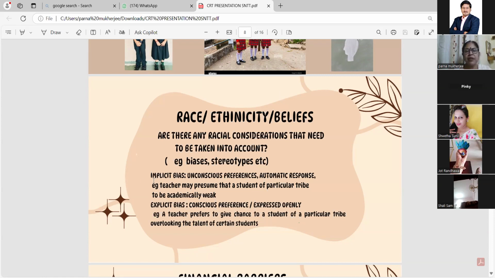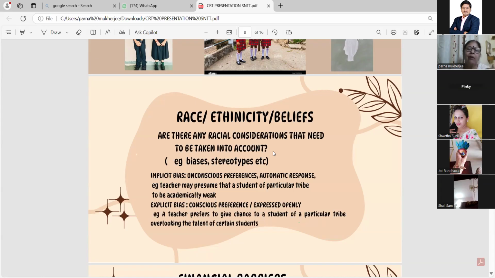Now, I have put up one point, implicit bias. Implicit bias is unconscious preferences or automatic responses of a teacher. For example, I am a Bengali and I find a Bengali student in my class. And if I feel that I might suddenly become biased for that child, or I might try to give that child an extra mileage.